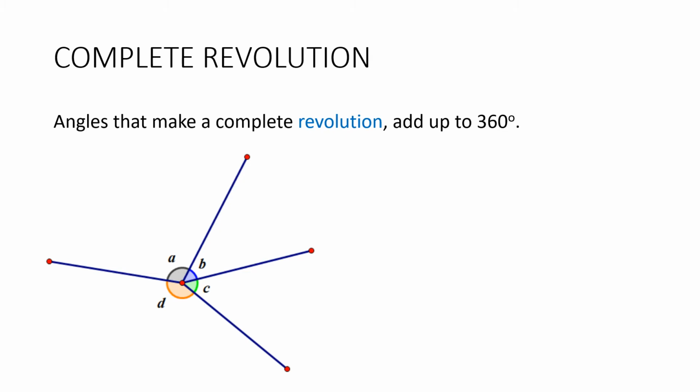Angles that make a complete revolution will add up to 360 degrees. So in this case, A plus B plus C plus D is equal to 360 degrees. Now these angles, some of them are adjacent, some of them aren't. For example, angle D and angle B are not adjacent, they're opposite one another. But they are all angles at a point because they've got a common vertex.